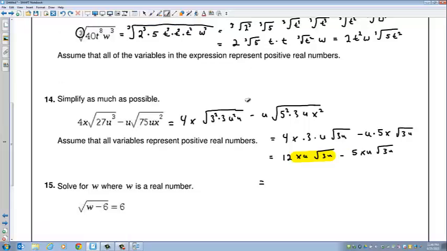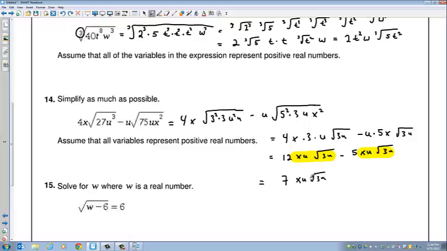That should be minus, right? Then minus 5 of these. These are the same thing, x u square root of 3u. So if you take 12 things and you take away 5 of the same things, how many things are you left with? I think you're left with 7, right? 12 take away 5 is 7. So you have 7 x u root 3u's.